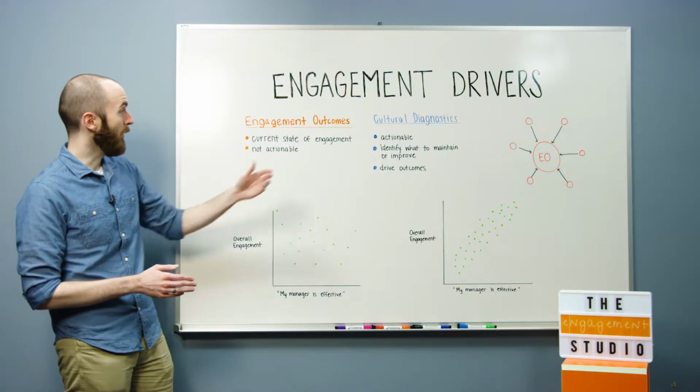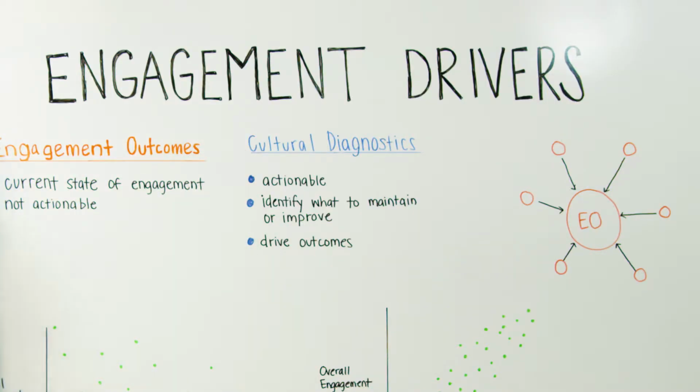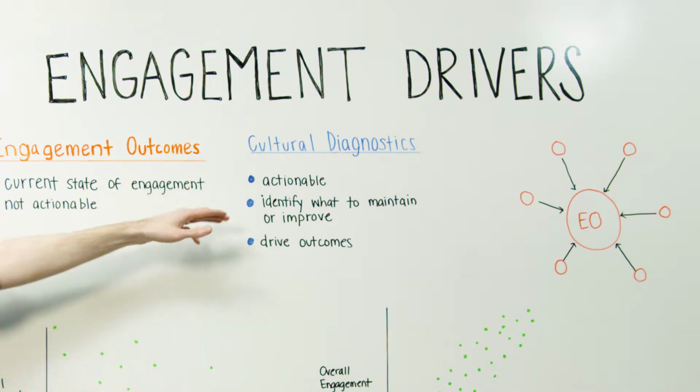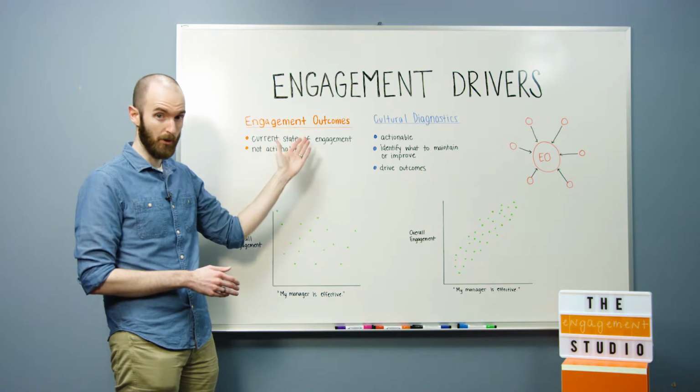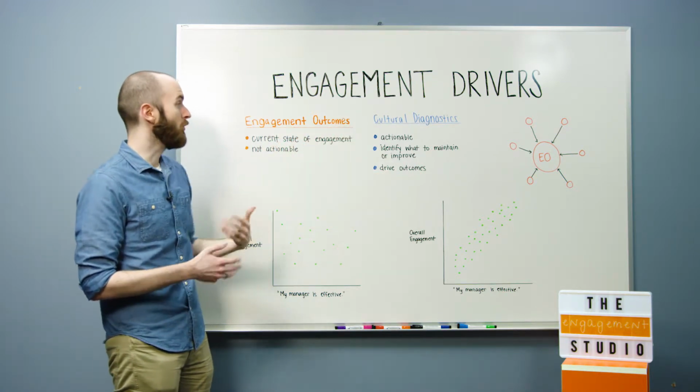And so how we know what to take action on are these cultural diagnostics. So these items are worded to be actionable, and they identify what to maintain or improve in terms of engagement outcomes. And so they influence and then they drive those outcomes.